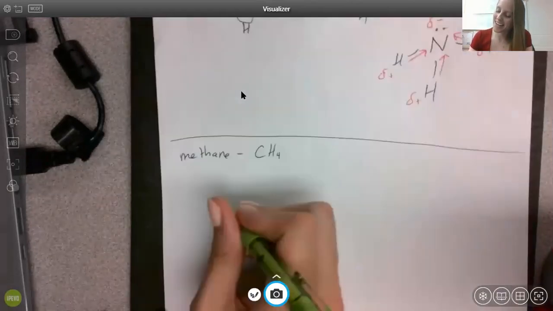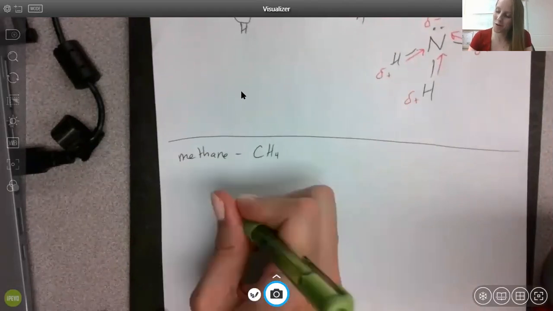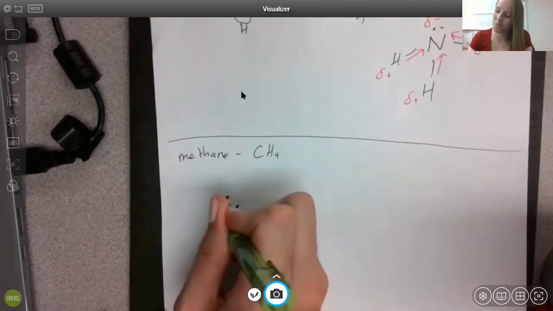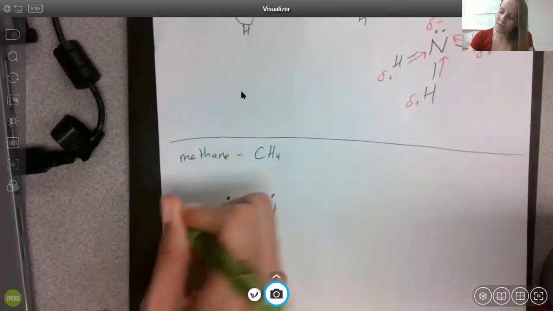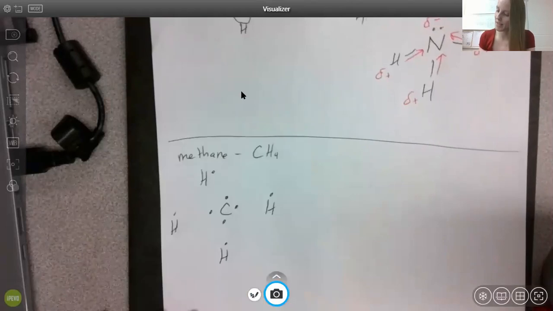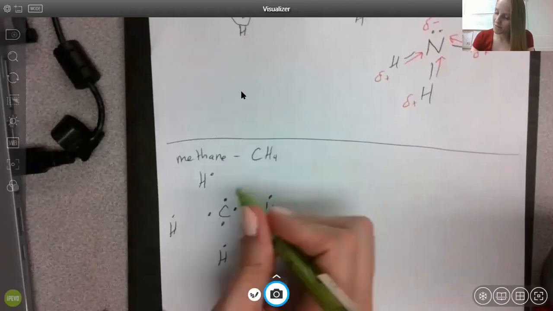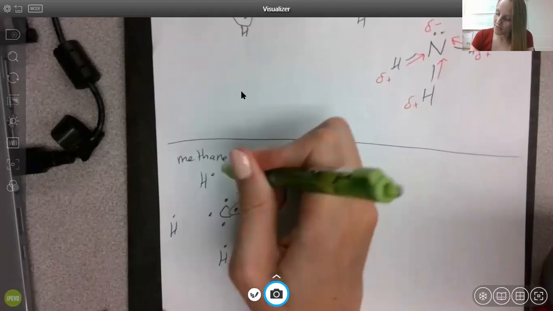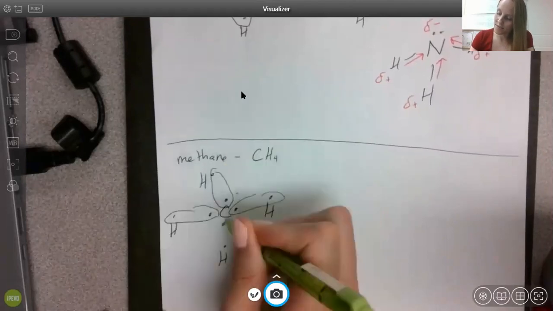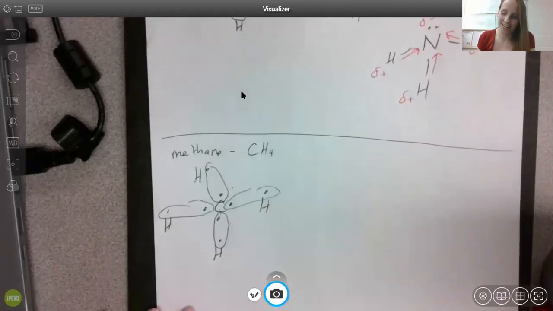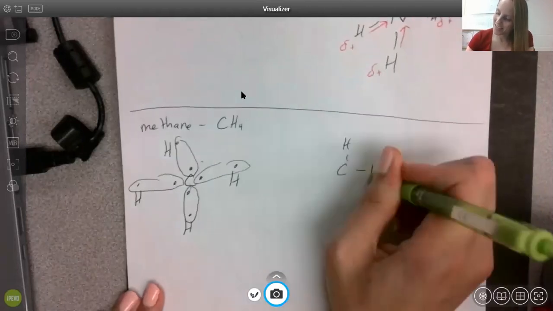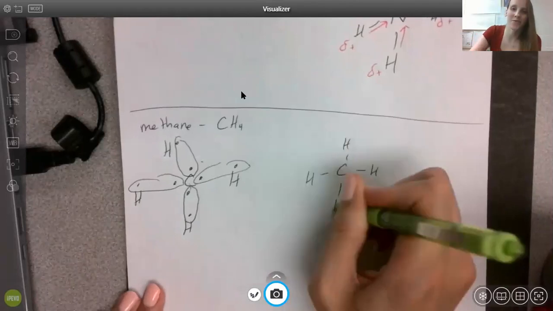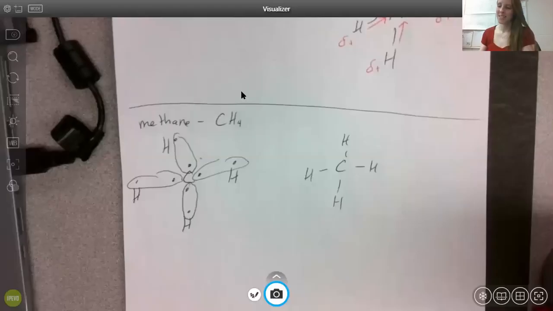So with methane, carbon has 4 bonding sites, so it'll go in the middle. And our hydrogens each have 1 bonding site, so I'll put them around the outside. And then sausage all of our lone electrons. I end up with something that looks like that. If I were to draw it out, it would look something like that. So the shape of this is tetrahedral.